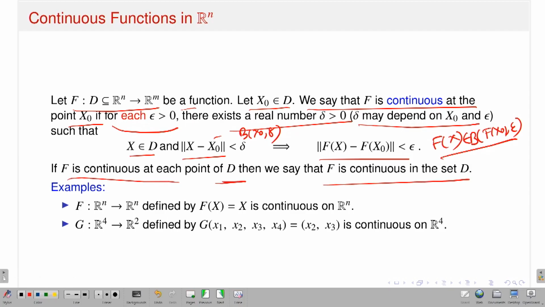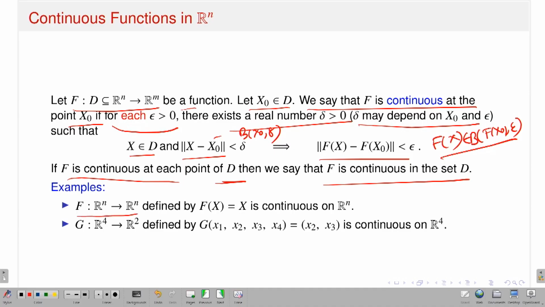Therefore, we have seen that whatever the definition of continuity for real valued functions of a real variable, similar definitions I can bring in the context of several variable functions just by replacing modulus by norm, because the norm is the corresponding distance we introduced at the beginning of my lecture. Okay, so let us see some examples.